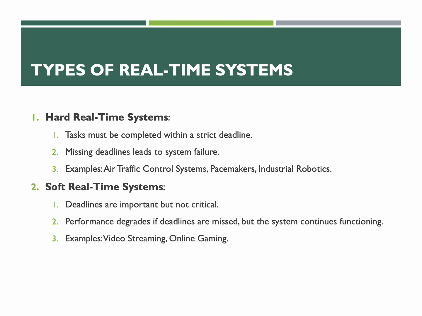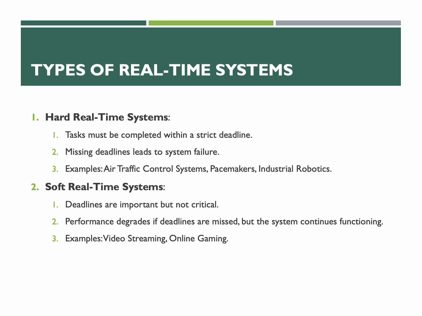So there are two types of real-time systems: hard real-time and soft real-time systems. Hard real-time systems are systems where tasks must be completed within strict deadlines. Failure to meet these deadlines can result in catastrophic consequences or system failure. The key characteristic here is that the deadlines are non-negotiable. The deadlines are very strict, and missing a deadline leads to critical failure of the system. For example, air traffic control systems, pacemakers, and industrial robotics.